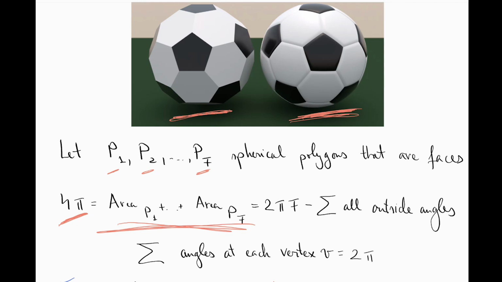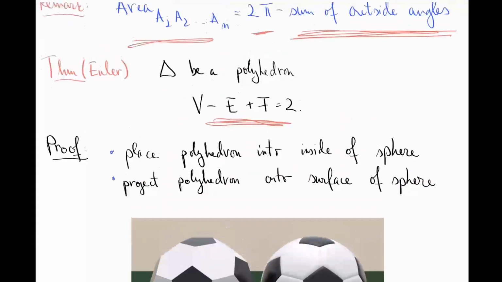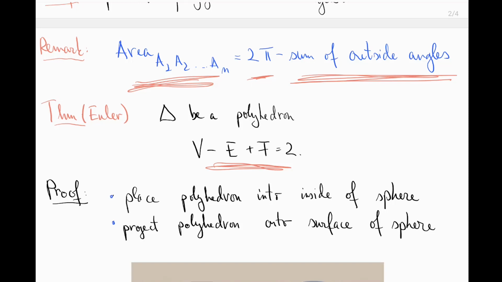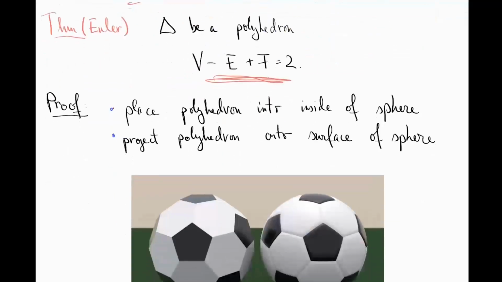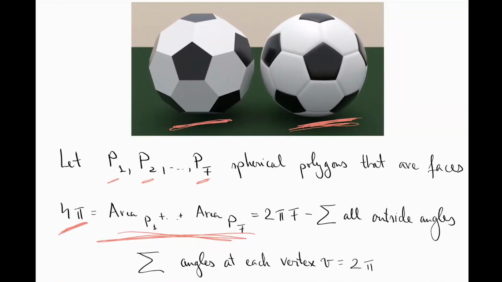Okay, so now I use the formula that I just learned in terms of outside angles. So each polygon, the area you can write up as 2 pi minus the sum of outside angles for that polygon. So in the case of this spherical polyhedron, we sum up all the areas of the polygons, so that will be equal to 2 pi times the number of faces minus the sum of all possible outside angles that can appear, right?